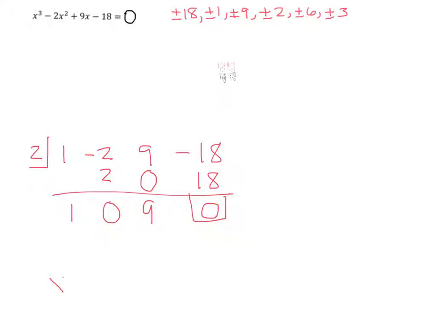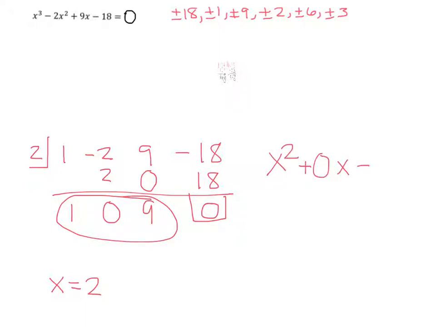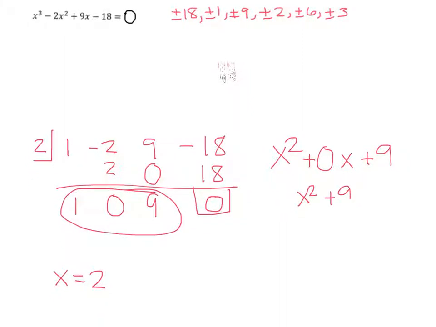I'm going to go ahead and write x equals 2 down at the bottom so we know that that's one of our zeros. But we're also going to use our new equation, which is going to be x squared plus 0x plus 9, and we're going to be able to factor. So I'm going to go ahead and just write x squared plus 9. Since this is one of our factors, we can go ahead and solve for x in this case.